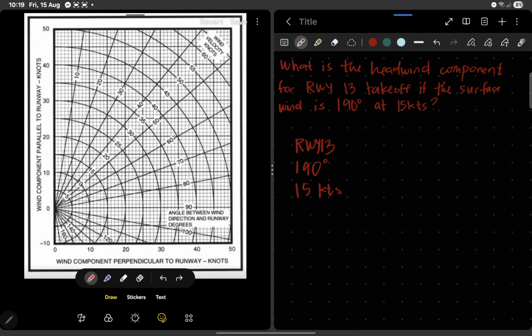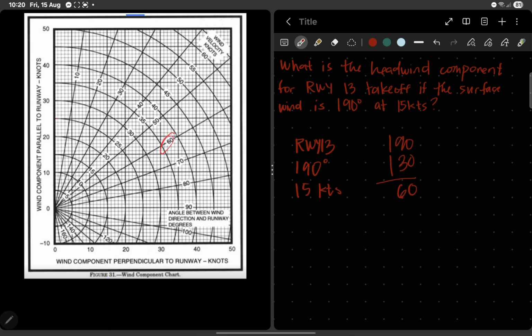First you need to get the angle difference between the direction of the wind and the runway in degrees. So we have our 190 degrees and you have your runway 13. You subtract that, you get 60. So look at your chart, check which angle is 60. Again, this is your angle, and the arc is the surface wind in knots.